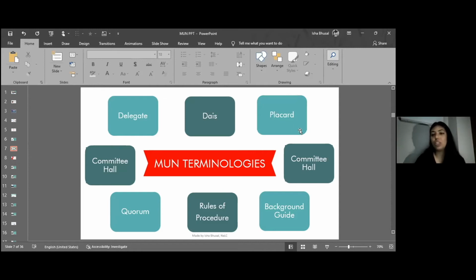So, placard. I'll send you a picture later of what a placard looks like, but it's basically a card that you put in front of yourself. A placard is your recognition, basically. Let's say this is my placard. If it is put down, it has my country's name on it, let's say United States. If it is put down, that means I'm not recognized.